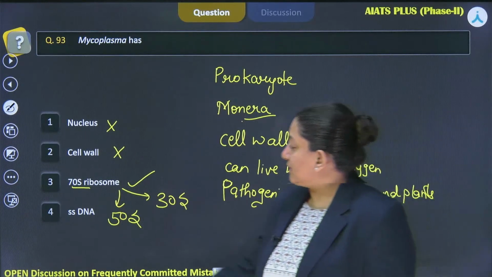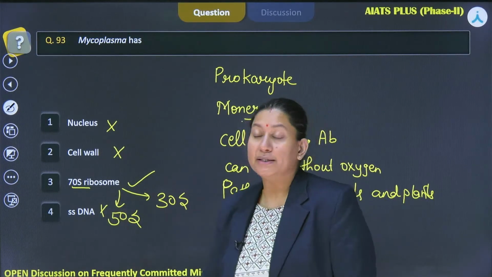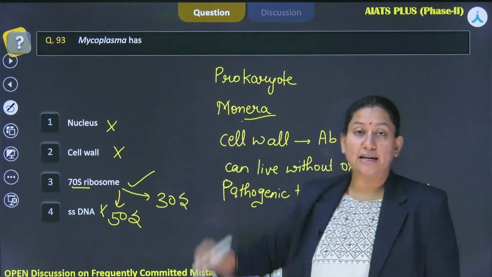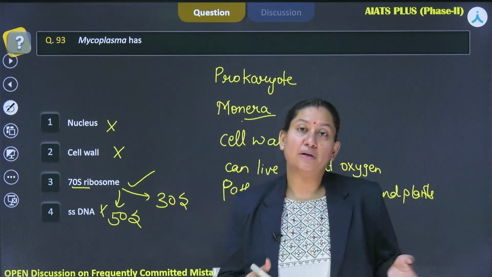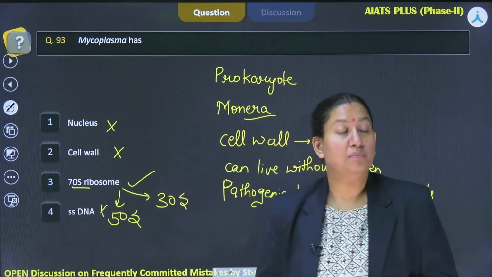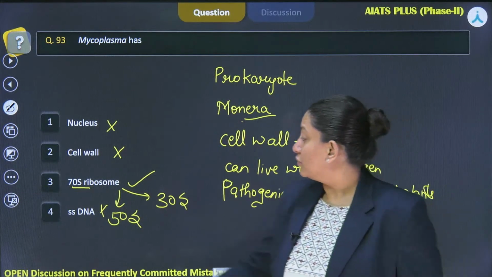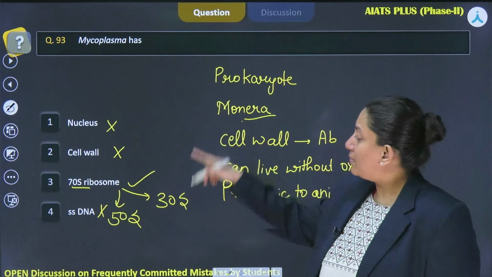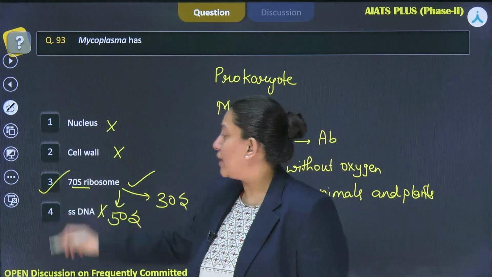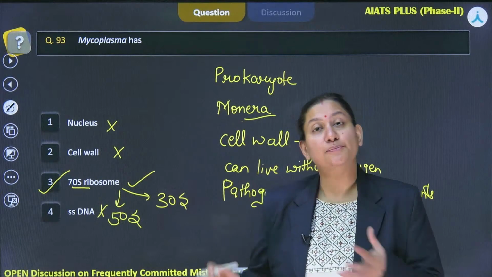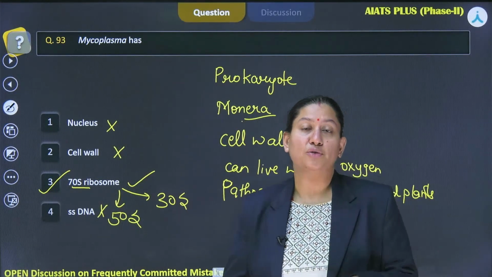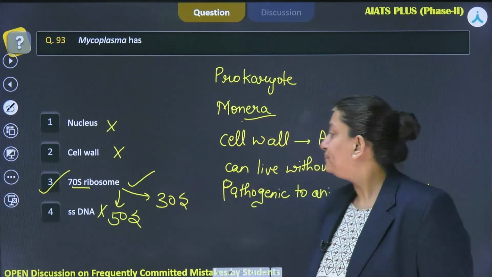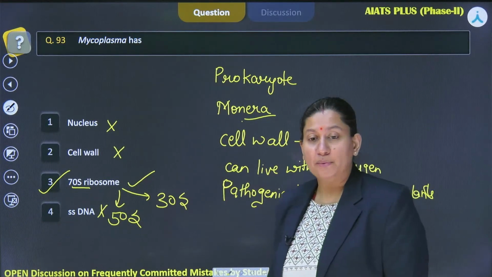Now option 4 says single-stranded DNA. That's also incorrect. This being a cellular organism, cellular organisms have double-stranded DNA as their genetic material. Mycoplasma is not the exception. So that is why we could rule out this option as well. So mycoplasma among these particular structures is going to have the 70S ribosome. So for this particular question, the correct answer is going to be option number 3, right? I hope this is clear to everyone.